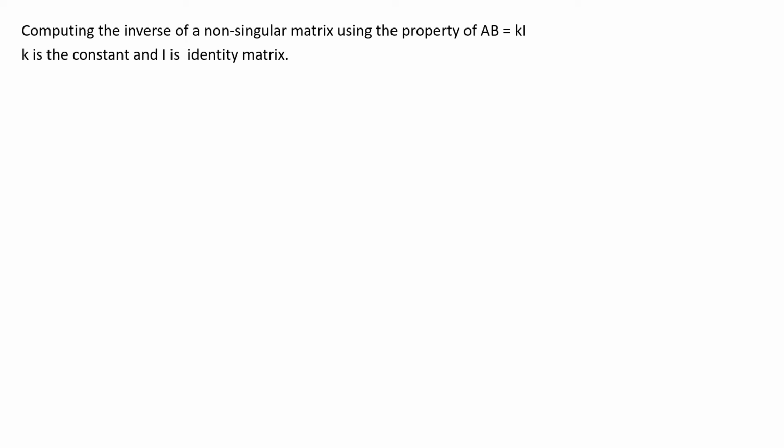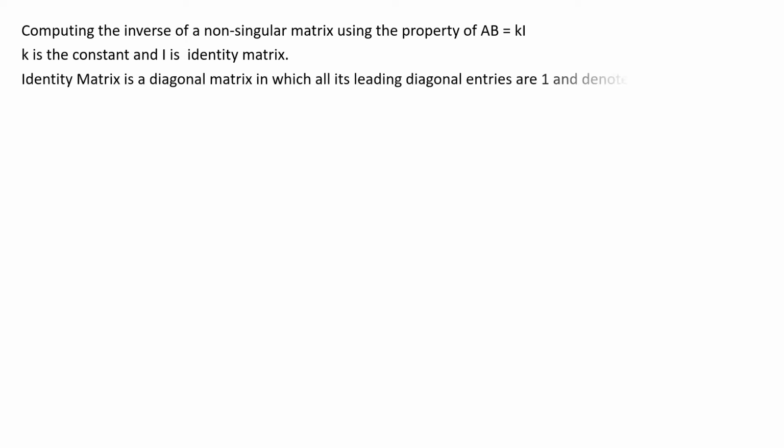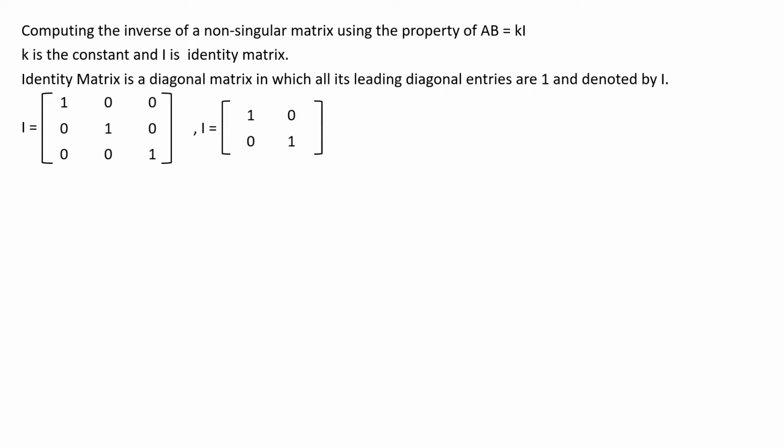What is identity matrix? Identity matrix is a diagonal matrix in which all its leading diagonal entries are 1 and denoted by capital I. And these are the examples of identity matrix. Could you notice that the leading diagonal entries are 1 and the rest are 0?